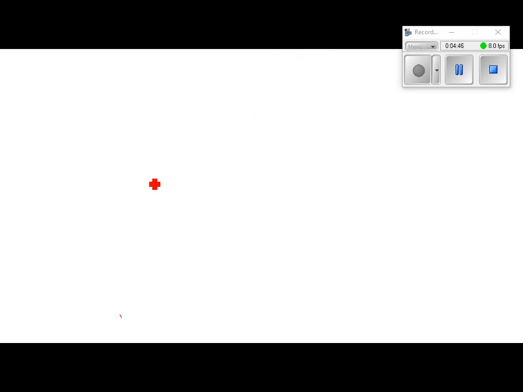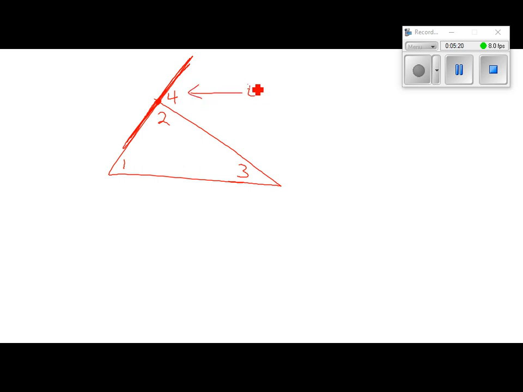So on that exterior angle theorem, if I have a triangle, this is my triangle. We'll call this angle 1, this angle 2, this angle 3. To draw an exterior angle of a triangle, all you do is take one of the sides of the triangle and extend it straight out. So if I wanted to draw an exterior angle at angle 2 right here, I might extend that side straight out. So that angle 4 is called an exterior angle.